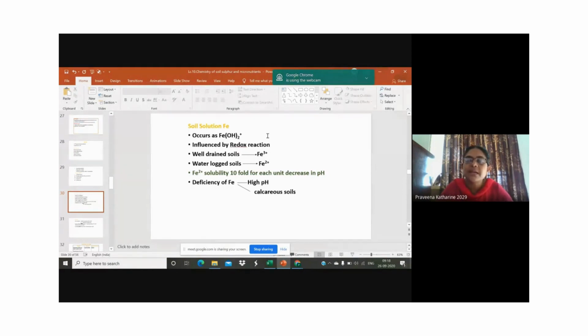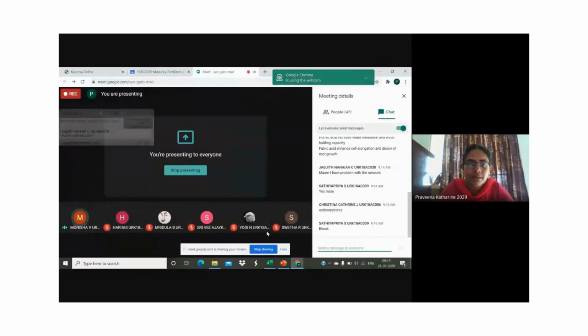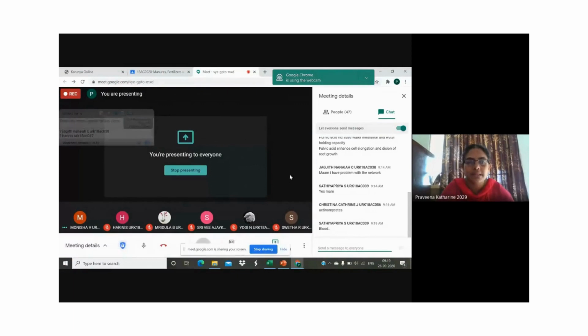So what is the color of ferric form? What is the difference between ferric and ferrous iron? Ferric iron means what? Make it fast. We have to complete micronutrients today. Rust, ma'am. Tell me. Rust. Very good, Monisha. Rust. Ferric form is rust. Okay, because it is oxidized.